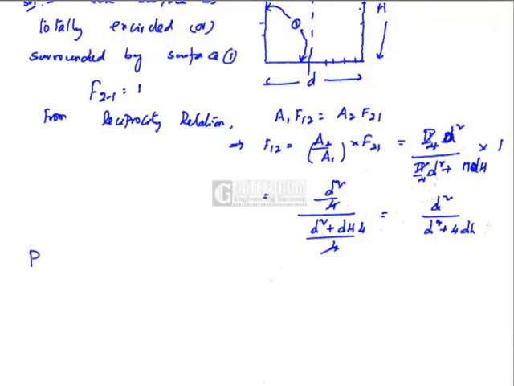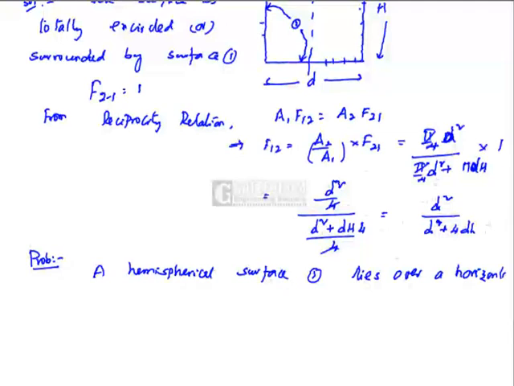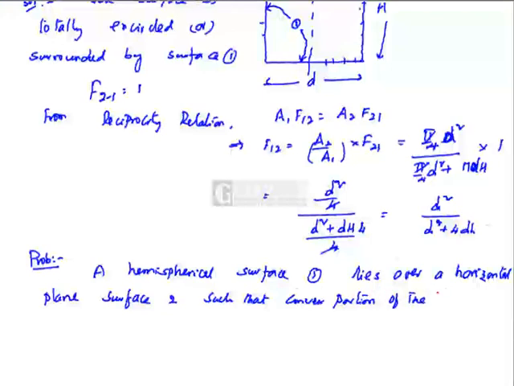Next problem on shape factors. A hemispherical surface 1 lies over a horizontal plane surface 2 such that the convex portion of the hemisphere is facing the sky.